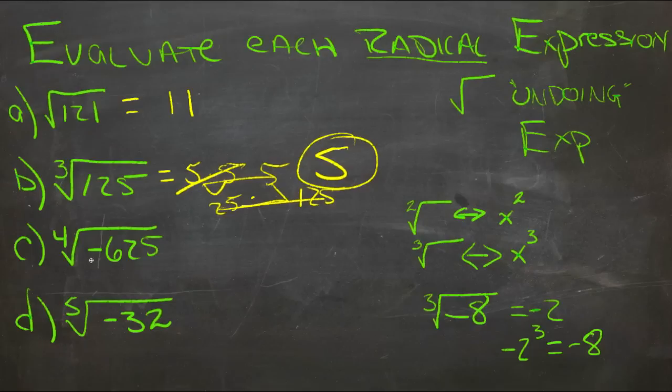But we have a negative root. If we're taking a negative root an even number of times, it's not going to work, because negative 5 times itself and then times itself 2 more times is going to be an even number of multiples. It's going to be a positive number. So there is no real answer for this one. There aren't any real numbers that will be negative 625 when they're multiplied out 4 times.